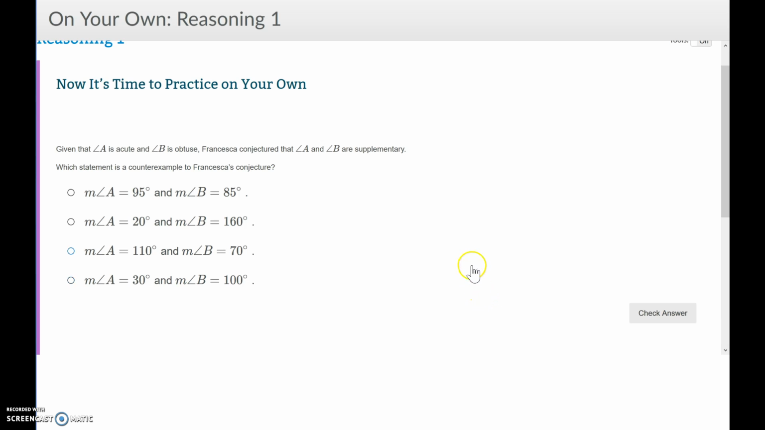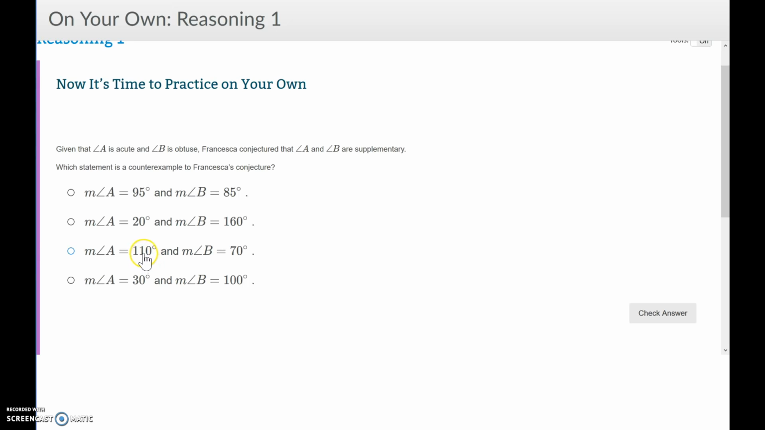Alright, given that A is an acute angle and B is an obtuse angle, Francesca conjectured that A and B are supplementary. Supplementary means add up to 180 degrees. So which statement is a counterexample? So we need 2 angles that are acute and obtuse, but do not add up to 180 degrees. Alright, so this one is not acute, so that can't be it. A is acute here. 20 plus 160 makes 180. That doesn't disprove that it is supplementary.